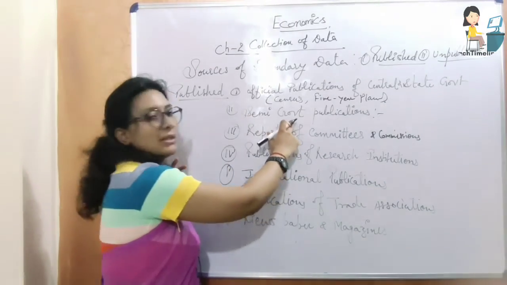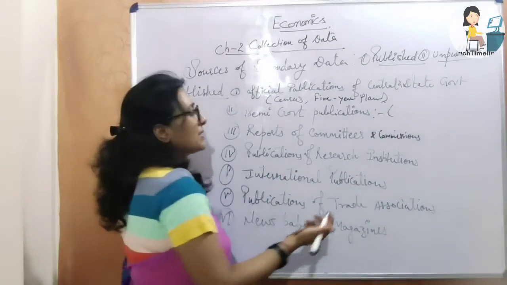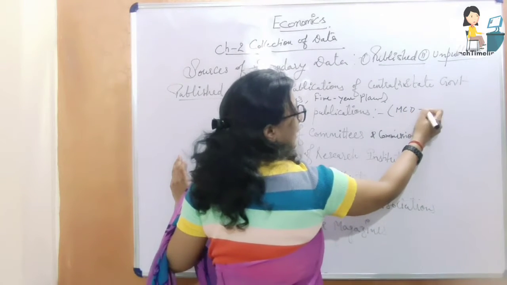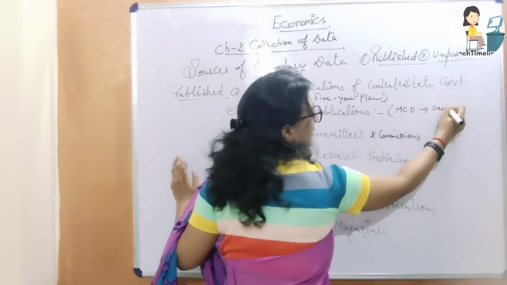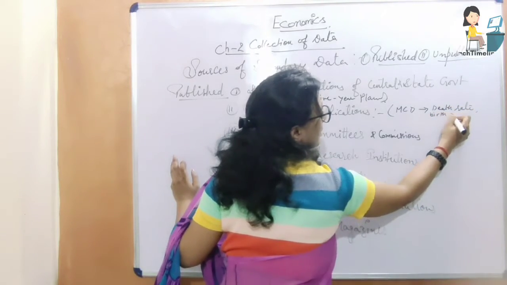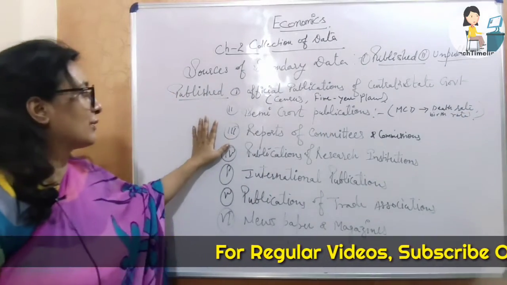Then the semi-government publications, such as information presented by MCD, the Municipal Corporation of Delhi. MCD presents the death rate, birth rate, and that information is published. So that is also a published source of data.